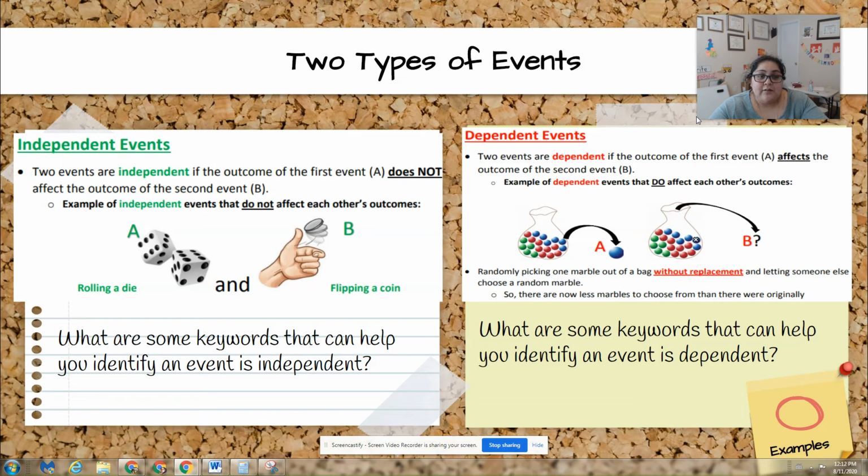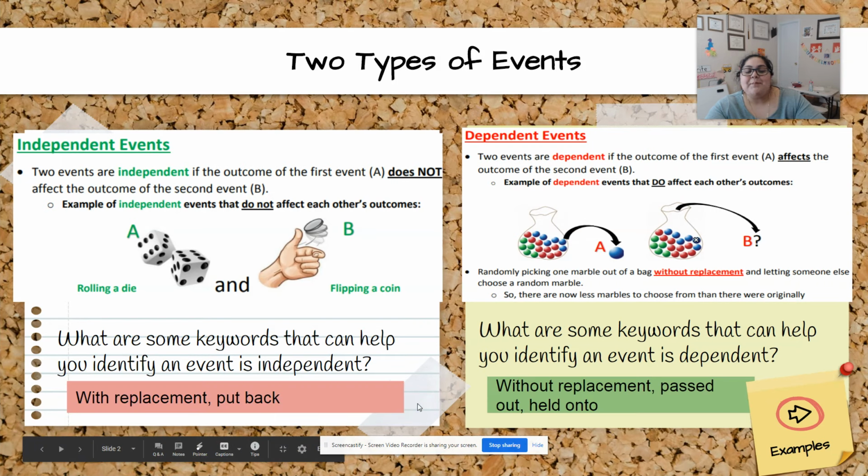Independent events. Two events are independent if the outcome of the first does not affect the outcome of the second. An example would be rolling a die and flipping a coin. They don't have anything related to each other. One doesn't affect the other one. Okay. And what are some key words that you can think about that would go with that? These are the ones that you should kind of have an idea of.